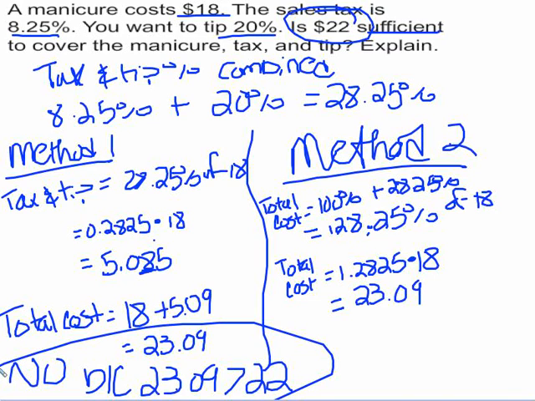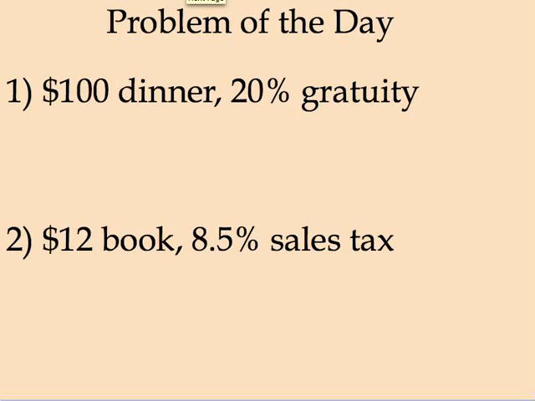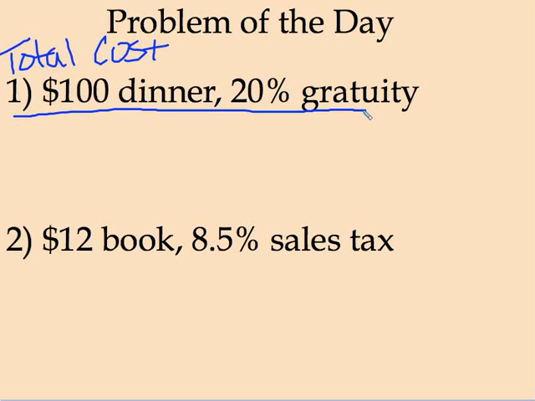All right, so let's go to our problem of the day. For tomorrow, you have to calculate the total cost of getting a $100 dinner with a 20% tip, no tax to worry about, and a $12 book with 8.5% sales tax. All right, so 2 simple problems of the day.